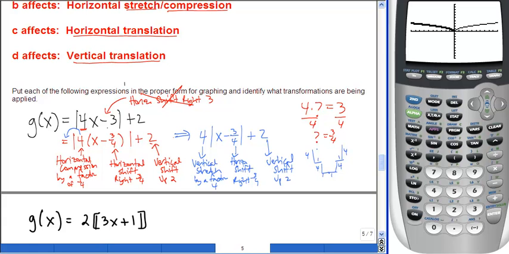So a lot of times I will think in terms of vertical stretches and compressions if I can, instead of horizontal compressions or stretches.